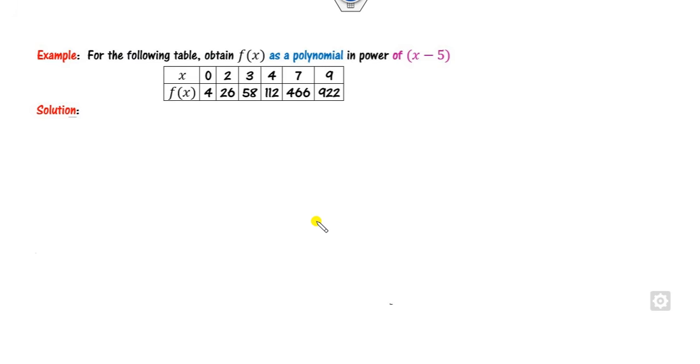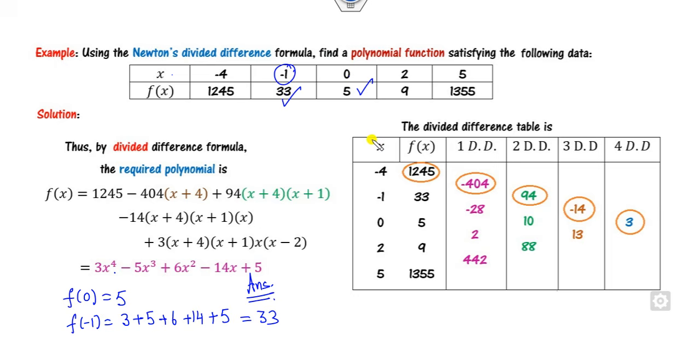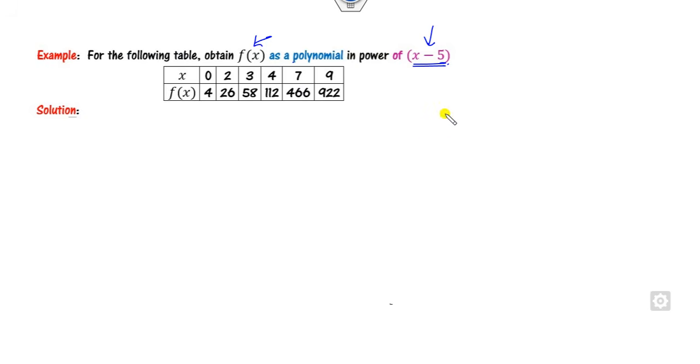This is another category. Again you have to find the polynomial, but in powers of x minus 5. Fine. In all those previous questions you had to find a single polynomial. But now we want a polynomial which comes to be like a0, x minus 5 to some power, a1, x minus 5 to some power, and so on.